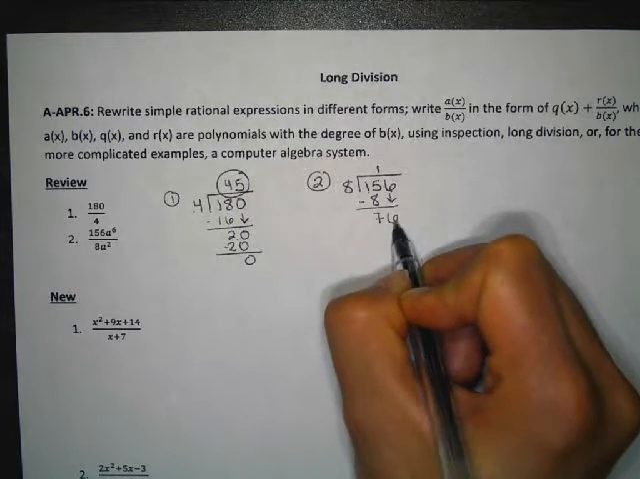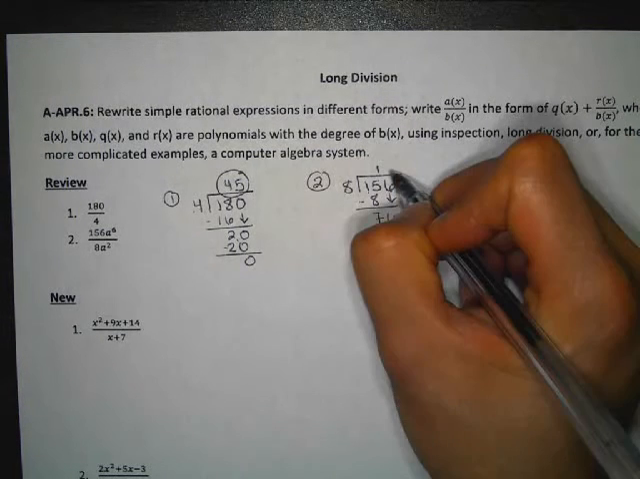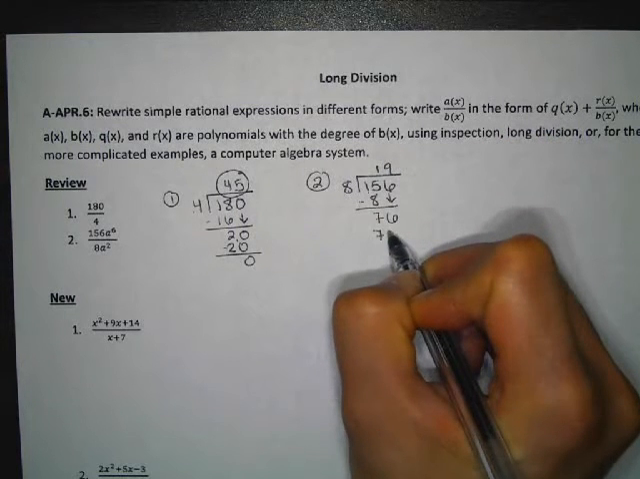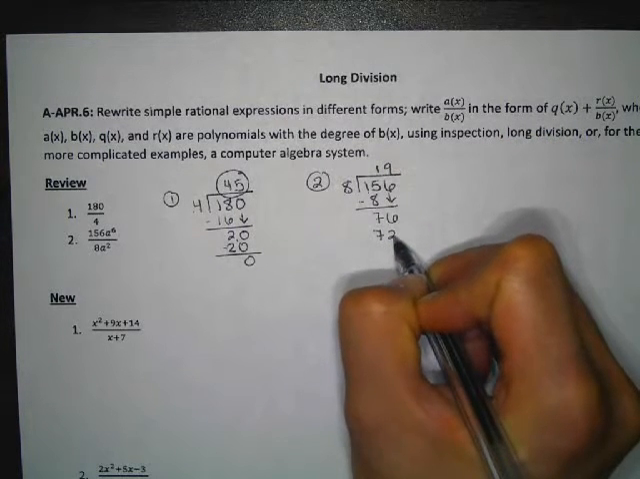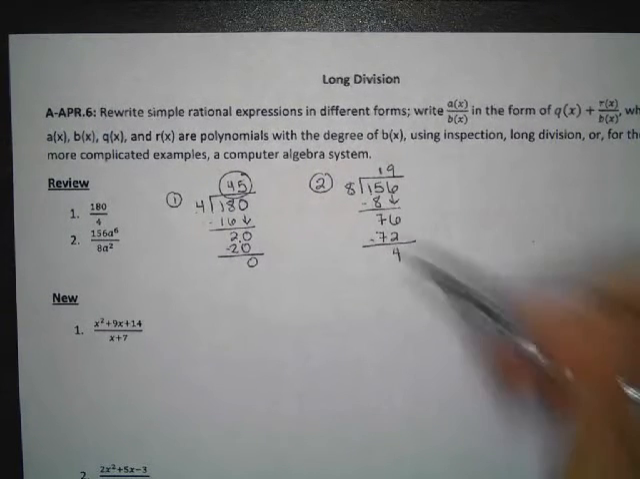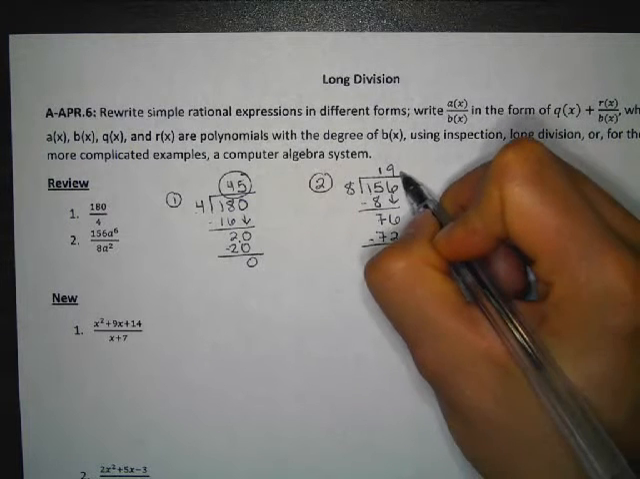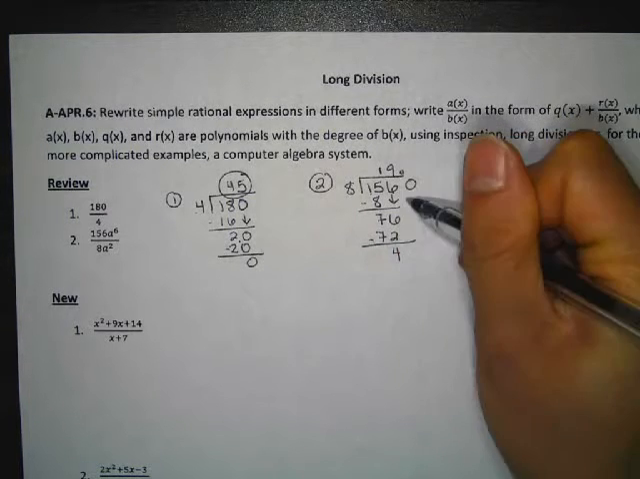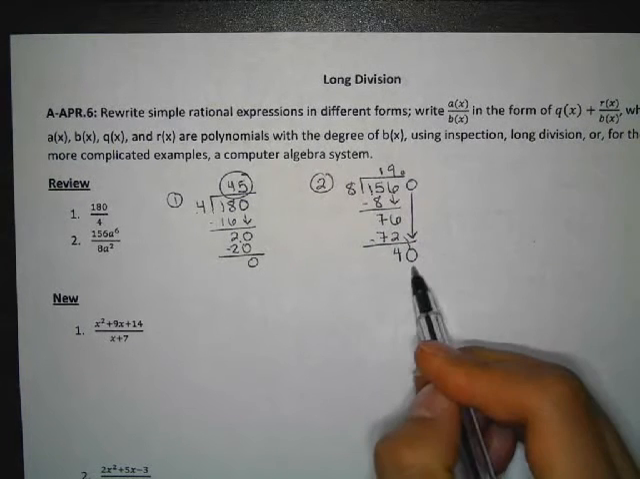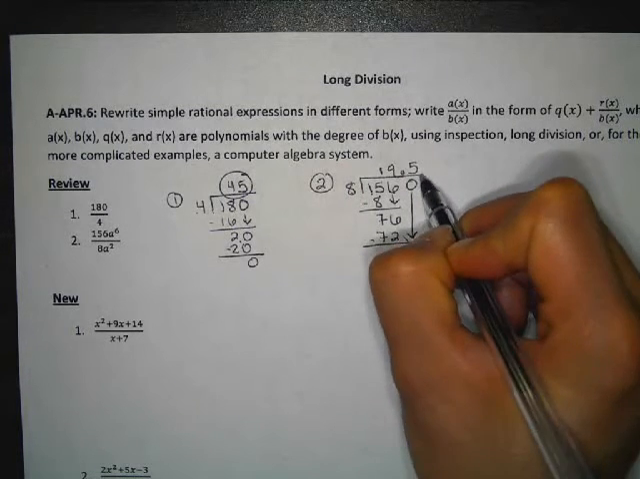You bring down the 6 here, and then you ask yourself, well, how many times does 8 go into 76? 9 times. 9 times 8 is 72. Subtract those, gives you a 4. Now we know 8 does not go into 4, so if you remember, what you always did was put a decimal here, and then bring the 0 down. Now we have 40. 8 goes into 40 5 times.